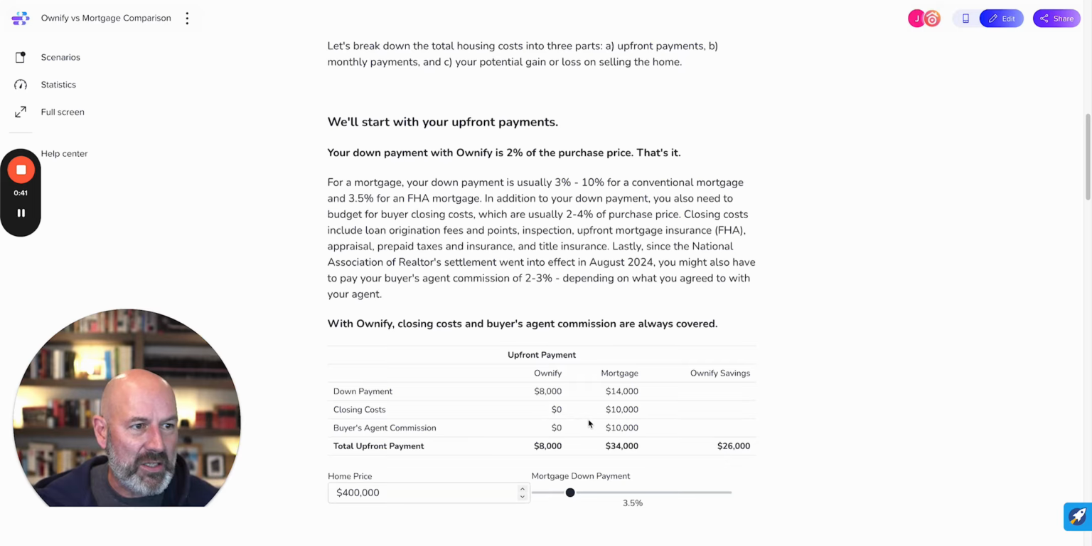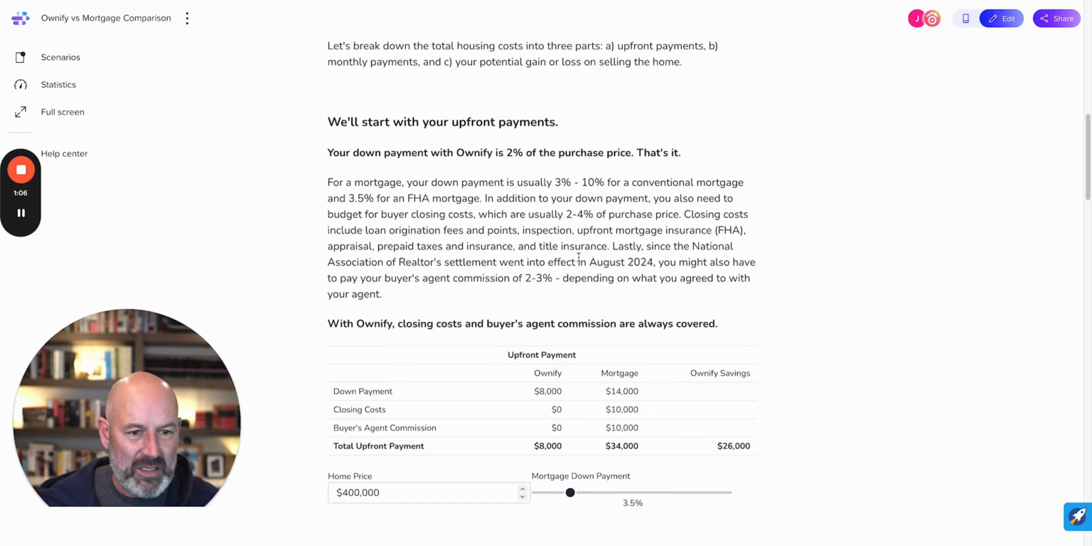Now, closing costs include things like loan origination fees. You might pay points up front to buy down your mortgage rate. You usually have to pay for an inspection. If you have an FHA mortgage, you might have upfront mortgage insurance. You'll have cost for an appraisal. And you usually have, as part of closing costs, your prepaid taxes and insurance, as well as title insurance.